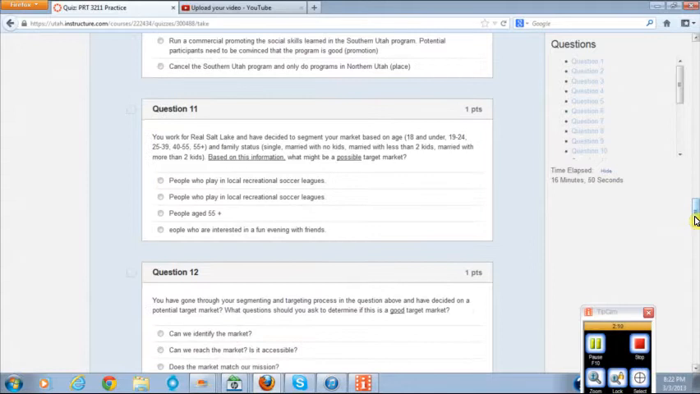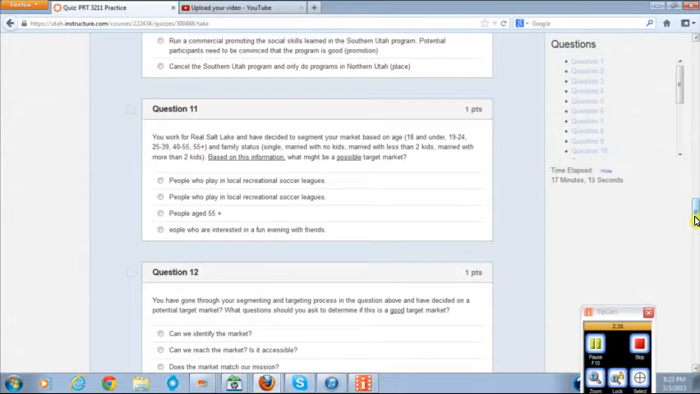Question 11, you work for Y'all Salt Lake and have decided to segment your market based on age. Your age segments are 18 and under, 19 to 24, 25 to 39, 40 to 45, and 55 up. And you also segment on family status: single, married with no kids, married with less than 2 kids, married with more than 2 kids. Based on this information, and this information only, what might be a possible target market?